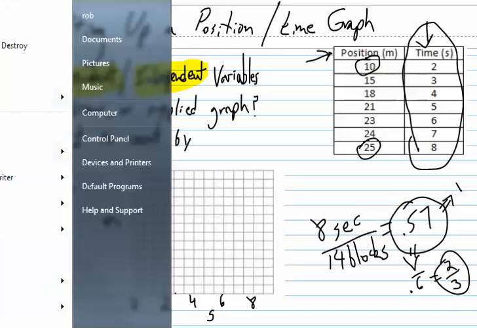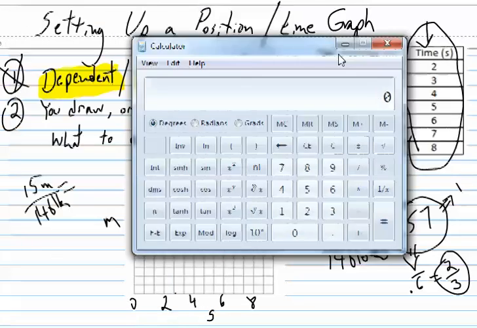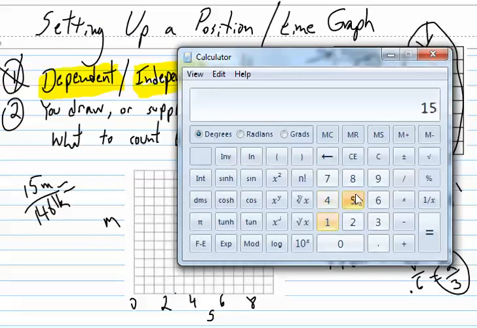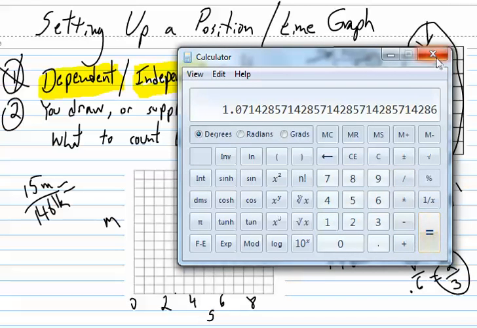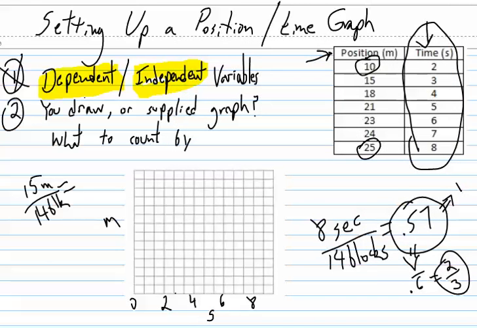So let me really quick get back to my calculator here and go 15 divided by 14 and see what I get. I get 1.07. Okay, fine. So if I get 1.07, I need something a little bit bigger than that that's pretty easy to count by, that's not going to confuse somebody who looks at the graph. So I'm thinking maybe 1.25. I suppose I could do that, or maybe 1.5.